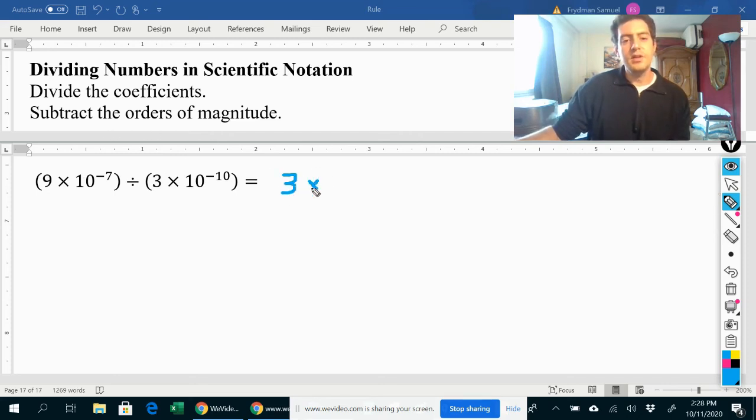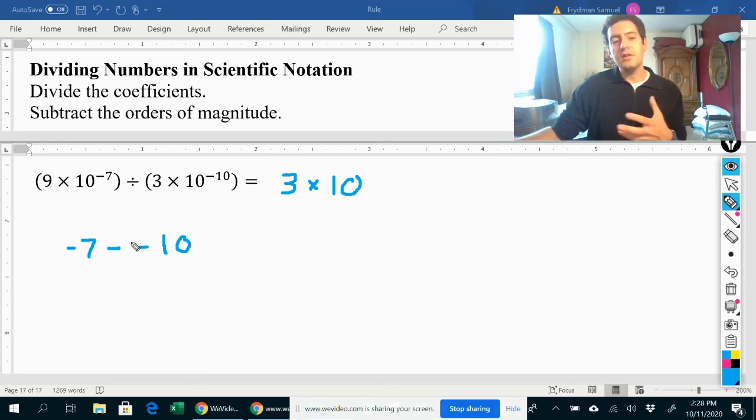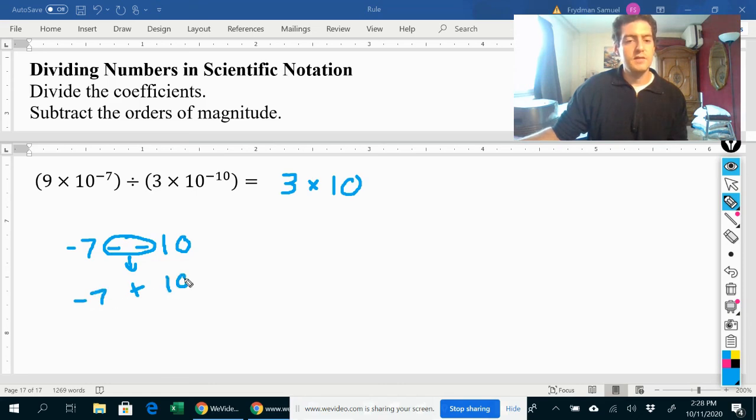And then I need 3 times 10 to the something. Then I'm going to subtract the orders of magnitude. So I have negative 7 minus negative 10. Let's do that on the side here. Negative 7 minus negative 10. What is that? Again, there are different strategies for evaluating something like this. What I like to do is rewrite this minus negative as addition. So instead of subtracting negative 10, I could think of that as adding positive 10.